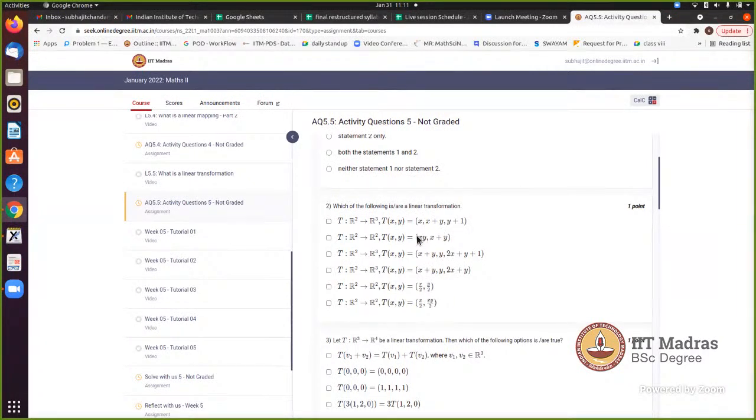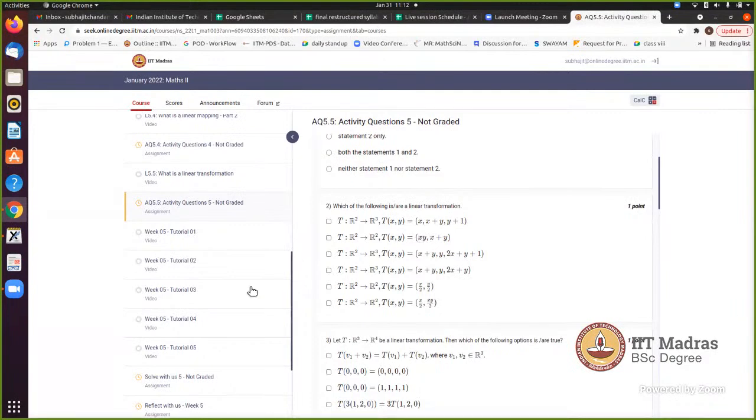Okay. For the second one, is 0 going to 0? Yes, sir. Now you have to ask whether it is a linear transformation or not. So is it a linear transformation? Yes, sir. The first element is xy, so the degree is 1 plus 1, that is 2.